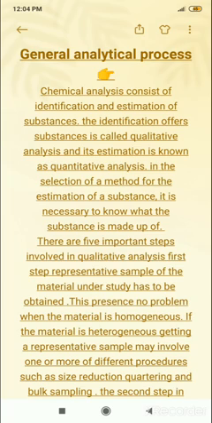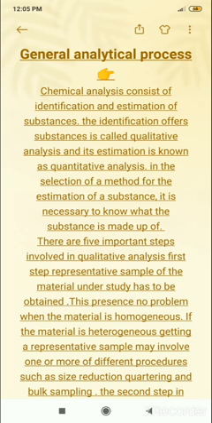The identification of substances is called qualitative analysis. Here we are identifying the components present in the given compound or a given mixture. We are finding the quality of the compound, and it is termed qualitative analysis.